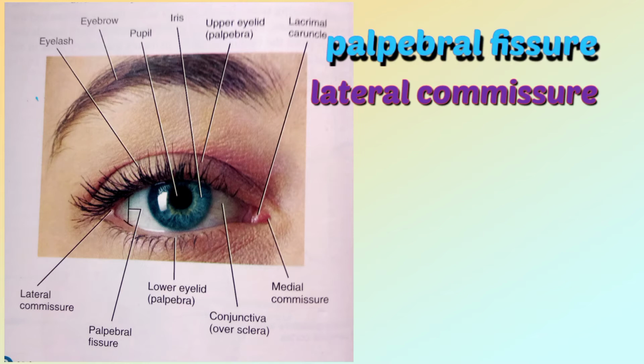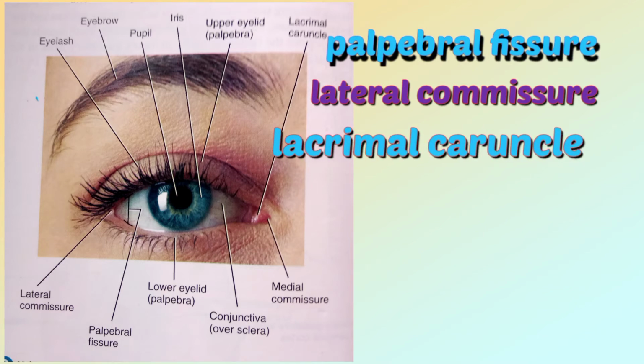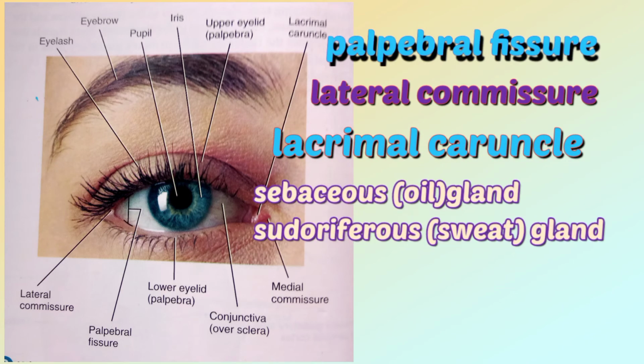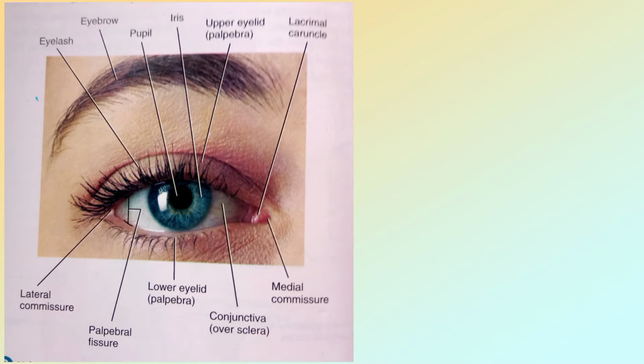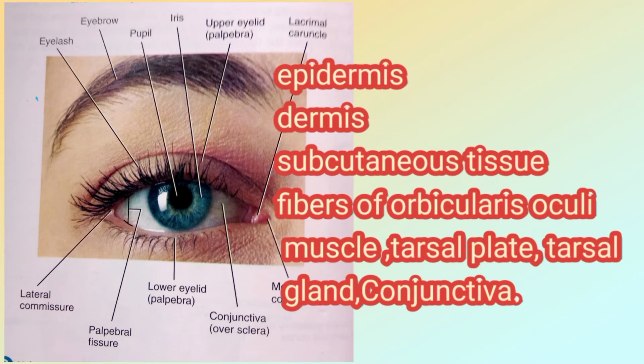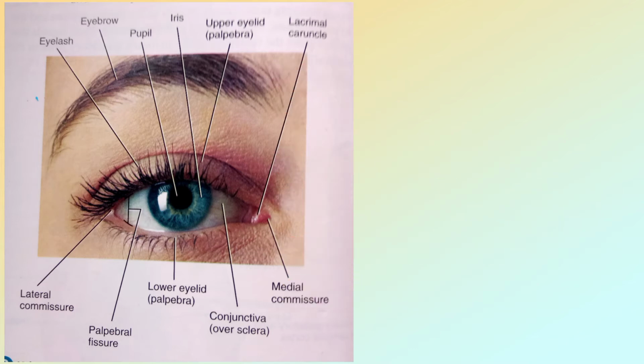In the medial commissure, there is a small reddish elevation, the lacrimal caruncle, which contains sebaceous oil glands and sudoriferous sweat glands. The whitish material that sometimes collects in the medial commissure comes from these glands. From superficial to deep, each eyelid consists of an epidermis, a dermis, subcutaneous tissue, fibers of the orbicularis oculi muscle, a tarsal plate, tarsal glands, and the conjunctiva.